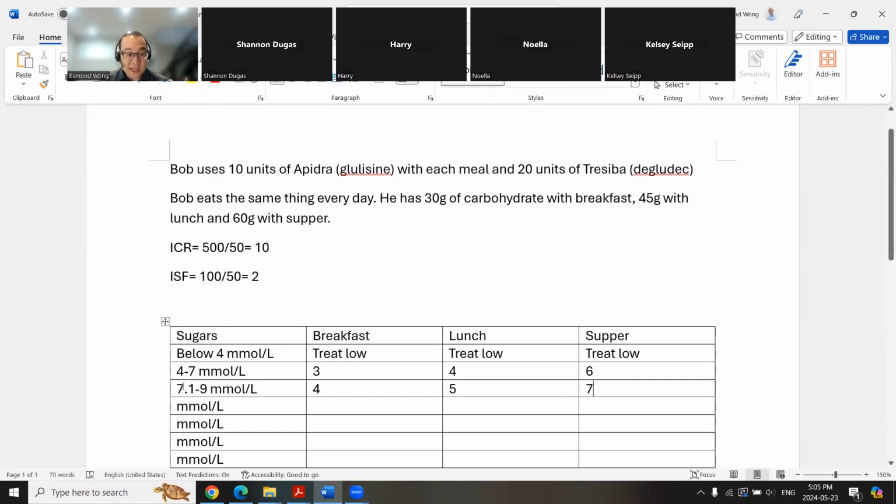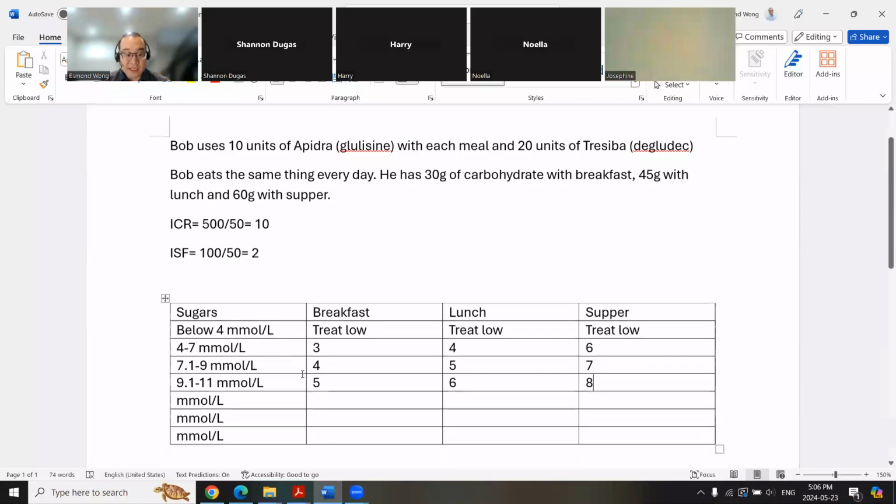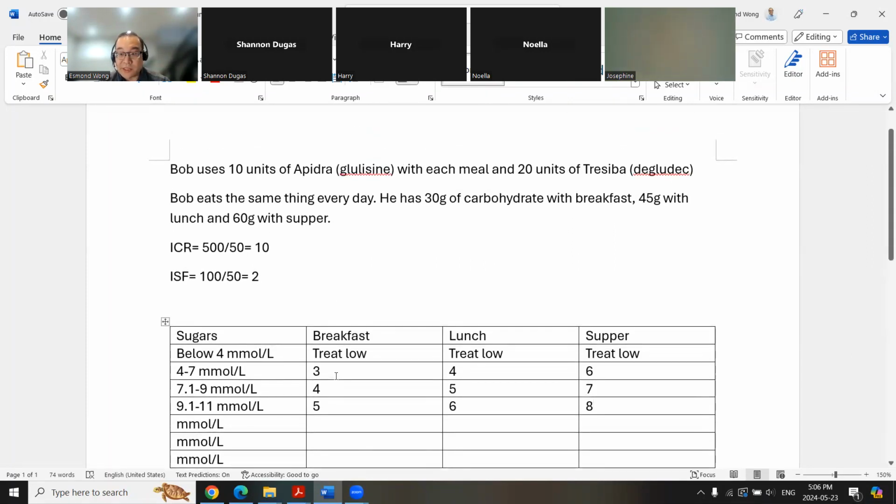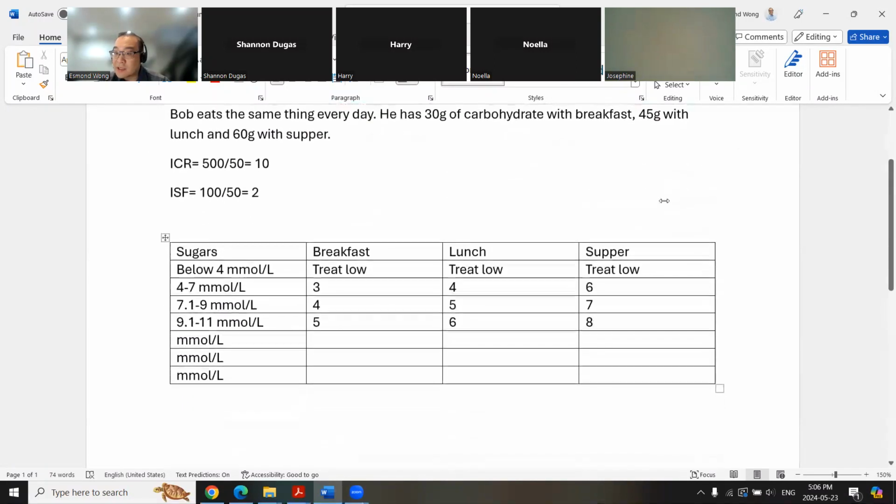And then let's say he's at 11, so 9.1 to 11. We know that 11 minus 2 is 9, then minus 2 is 7, and that will bring him down to target. So in this case, it's 5, 6, and then 8. And then et cetera, et cetera. You can build the rest of the sliding scale, and there you have it. That's the way you would build a sliding scale for a patient. Keisha, does that answer your question?